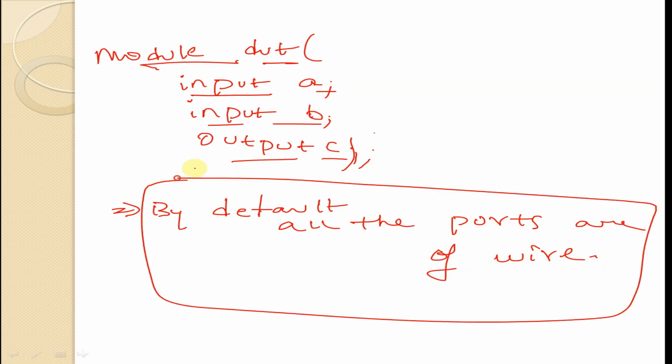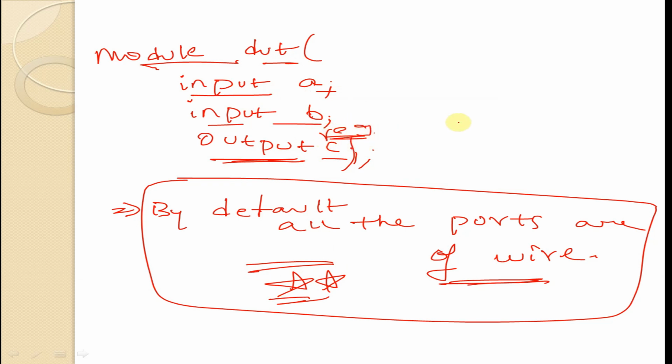If we are not declaring any port as reg or wire, then by default all the ports will be of type wire. This is a very important point. If we want to declare any port as reg, then we can declare it, or else there is no need to declare them as wire because they are by default of type wire. Generally we will declare an output of type reg so that our output gets stored in this variable, or else if we don't want our output to get stored, then we will not declare it as reg, and it will be of type wire only. So by default all the ports are of type wire.